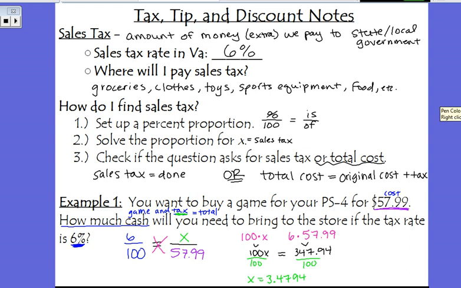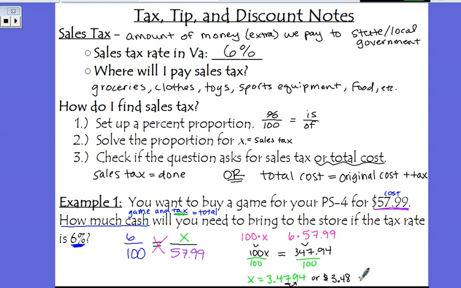Now our issue here is that tax is an amount of money. That's what x is supposed to be representing. And I don't have any money that has digits after the 100th place. So that's 2 digits after the decimal. So what I need to do is round this 7 by looking at the 9. The 9 is above 5, so it tells me to bump the 7 up. So that means I'm really paying $3.48 in tax.